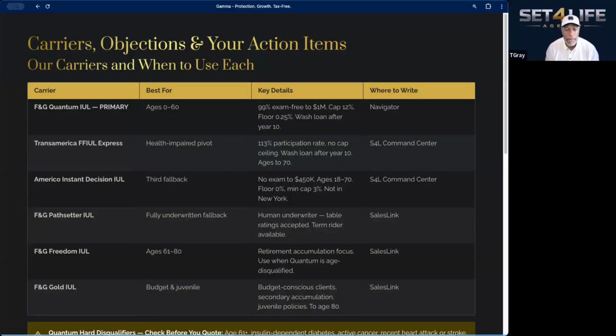The next fallback is Americo Instant Decision. No exam at all, up to $450,000. They take people from 18 to 70. But here's one thing to remember: they don't play in New York.